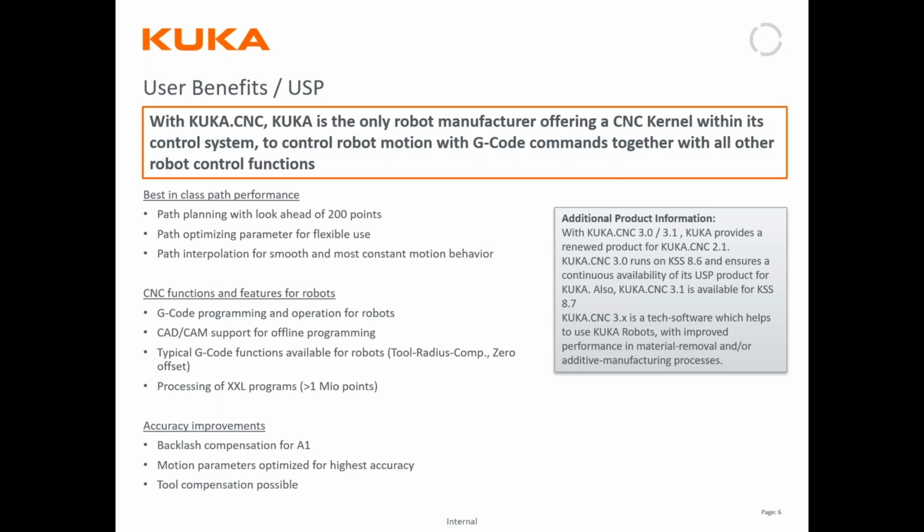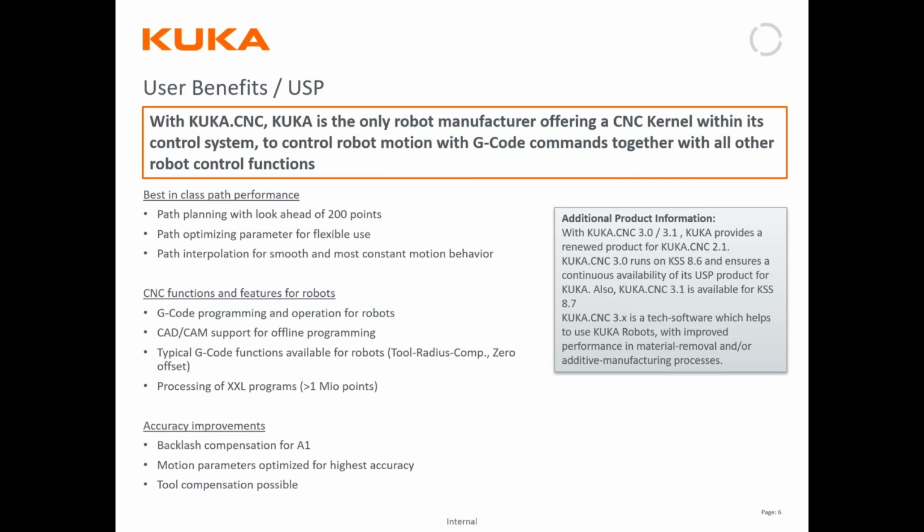And CNC functions and features for the robot. Direct G-code programming is available for robot machining. Seamless CAD and CAM integration for offline programming. Essential G-code functions like tool radius compensation and zero offset can be done here. It supports large programs even with over 1 million points for complex machining.